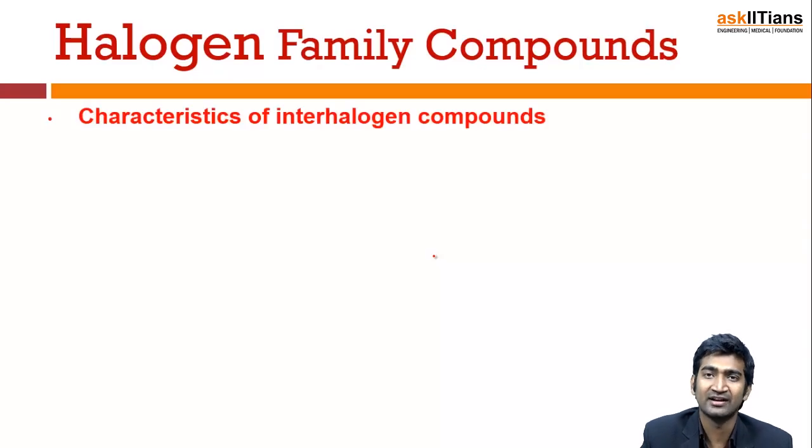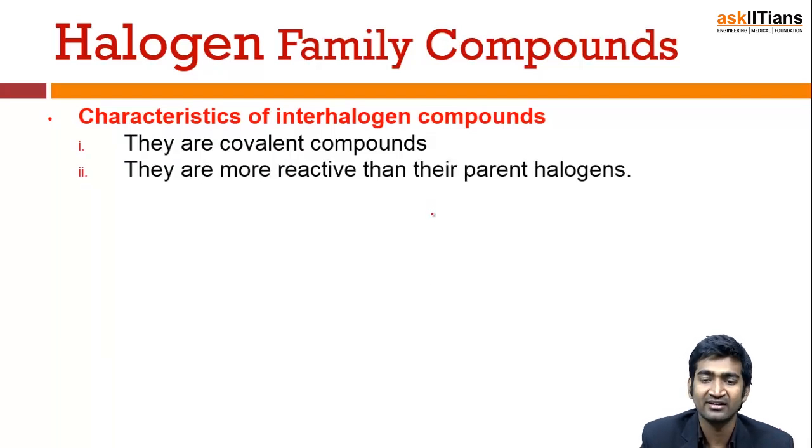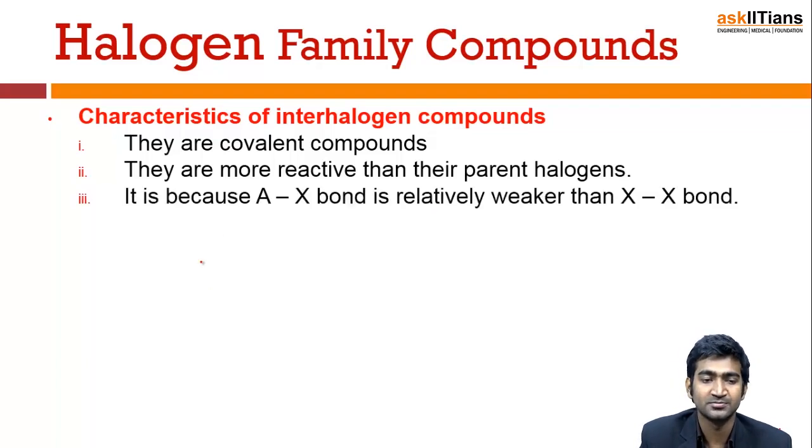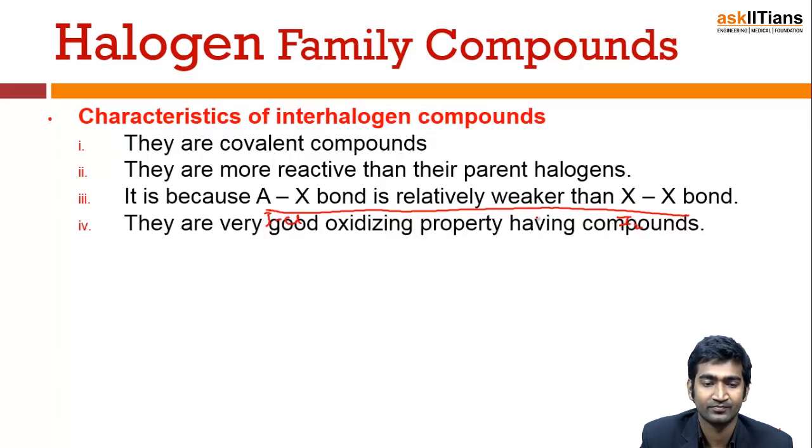What are the characteristics of interhalogen compounds, guys? First characteristic is that they are all covalent compounds. Then they are more reactive than parent halogens. Suppose I have I2 and I have ICl, then ICl would be more reactive than your parent halogen. It is because your AX bond is relatively weaker than your XX bond. So in the example I was giving, the ICl bond is weaker than the I2 bond.